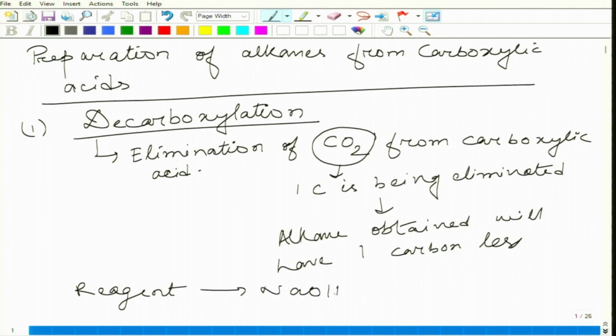In this method, the reagent used is sodium hydroxide and calcium oxide. This calcium oxide, CaO, does not have any active part in the reaction mechanism. It is mostly used as a drying agent.